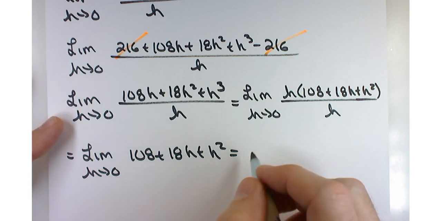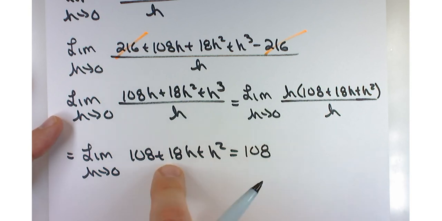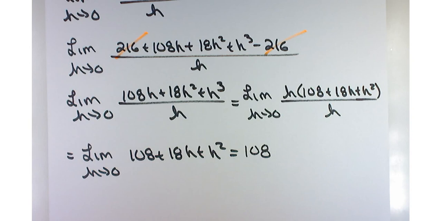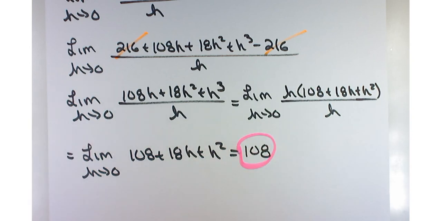What do we get when we plug in the limit? 108. Yeah, it's 108 plus 18 times 0 plus 0 squared. It's just 108. Very nice. How could you confirm that if you're looking at that going, I don't believe that, that just looks weird? How could you confirm that?